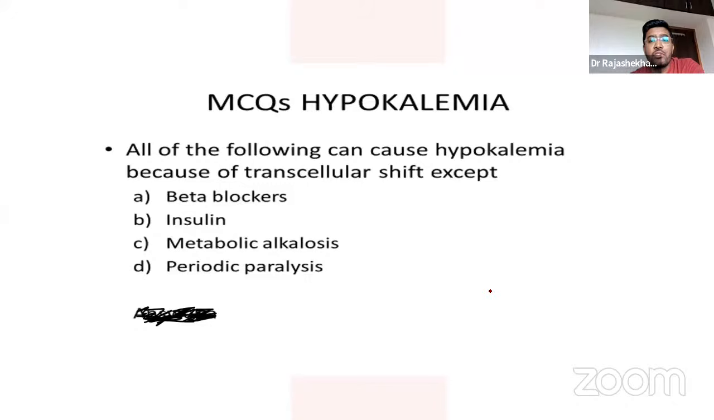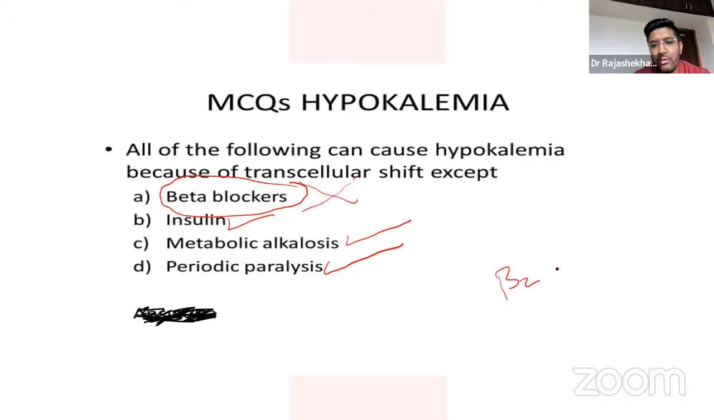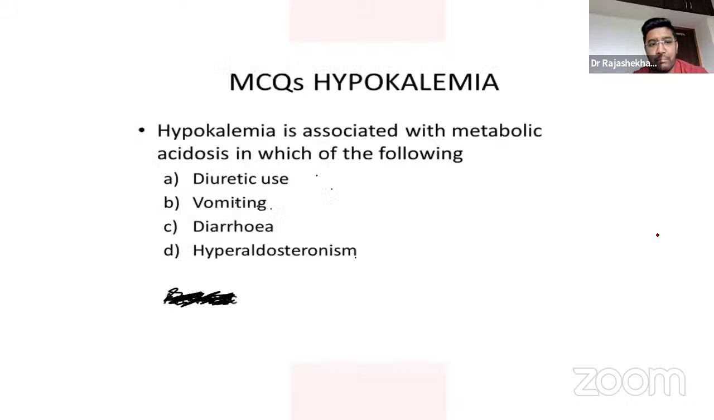So if you see some MCQs here: all of the following can cause hypokalemia because of transcellular shift, except beta blockers, insulin, metabolic alkalosis, periodic paralysis. Yes, periodic paralysis can cause it, metabolic alkalosis can cause it, insulin can cause it. Beta blockers are not the cause of transcellular shift. It is the beta 2 agonists that are the cause of the transcellular shift.